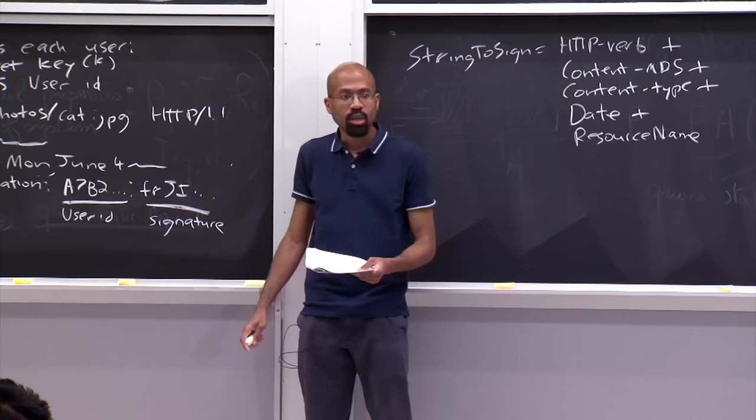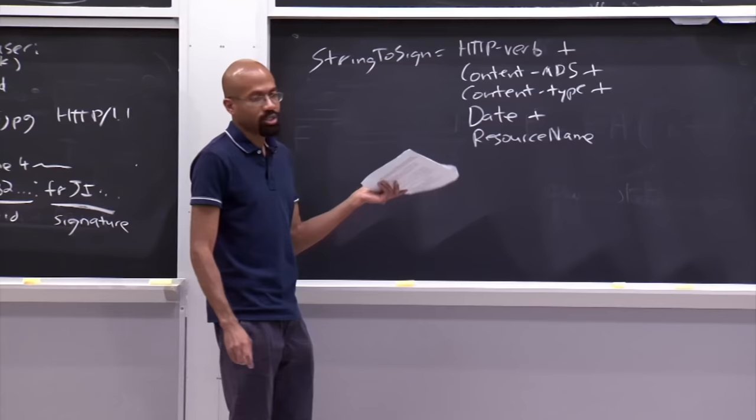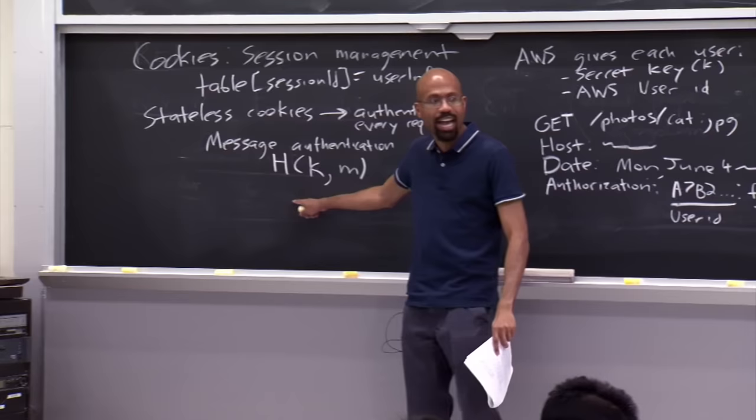So I believe that they do. I checked the Amazon documentation yesterday, so I believe they do use it. But I think, I could be wrong, but I think they actually use a stronger hash here. So that helps a little bit, but you're right. I mean, MD5 is not the best.